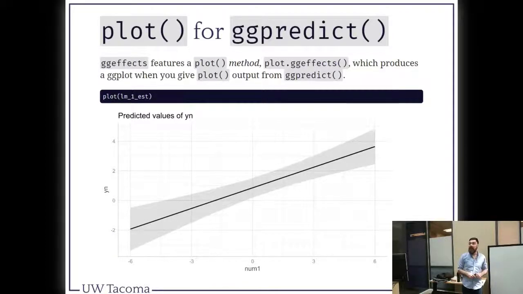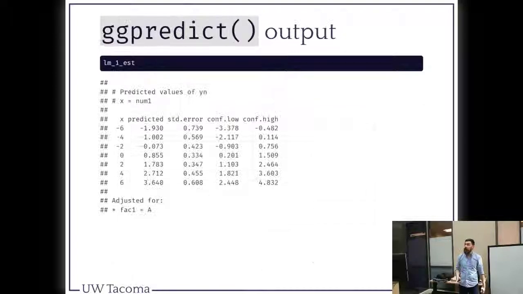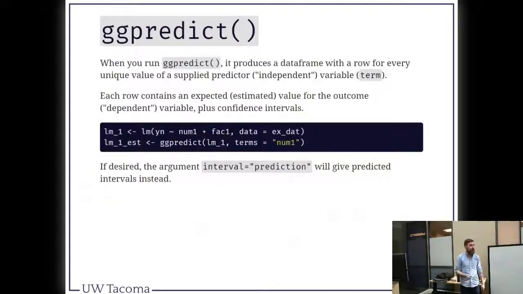I just say plot it. This is a plot of my predicted values for the variable. So as the num1 variable goes from negative 6 to 6, my predicted yn goes from about negative 2 to 3.75 or so, with correct confidence intervals that are calculated using a proper simulation-based confidence interval method, or a profile likelihood, depending on the linear model you gave it. So, nice confidence intervals, a nice plot of predicted effects, done with what really could be one line of code.